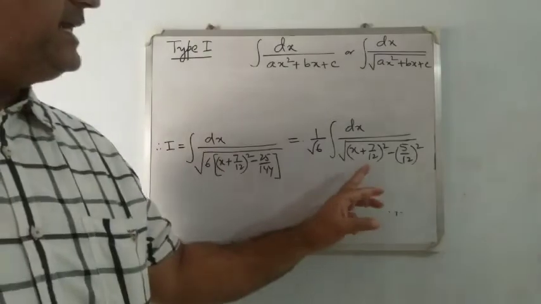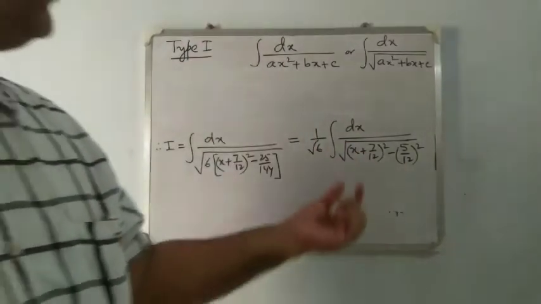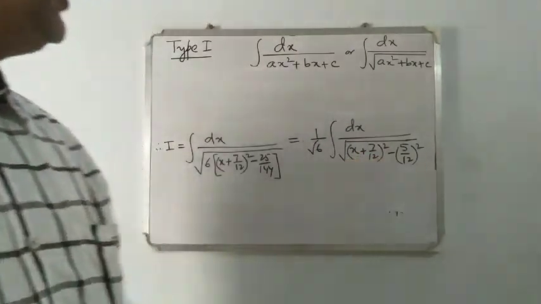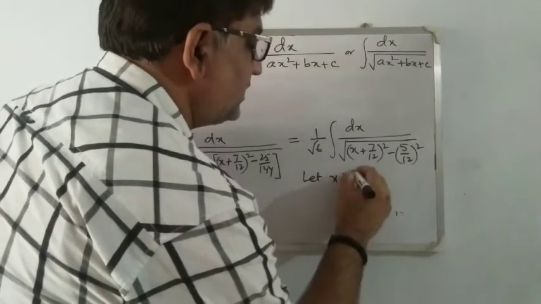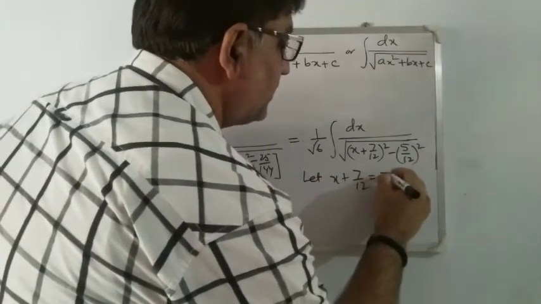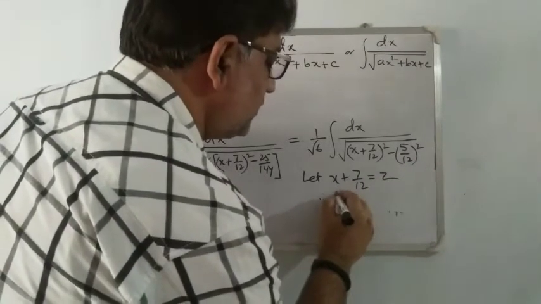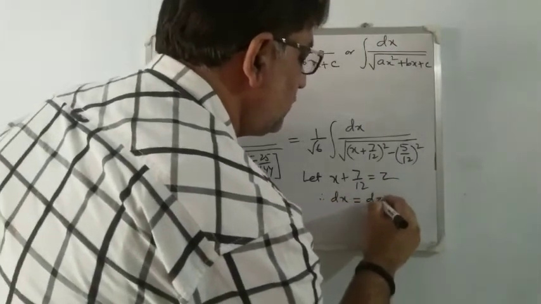Remember it. In HS, it is restricted. So what you have to do, first of all, you have to take let (x plus 7) by 12 is equal to z. Therefore, dx is equal to dz. This thing you are getting.